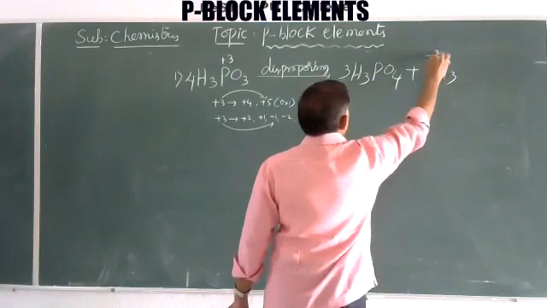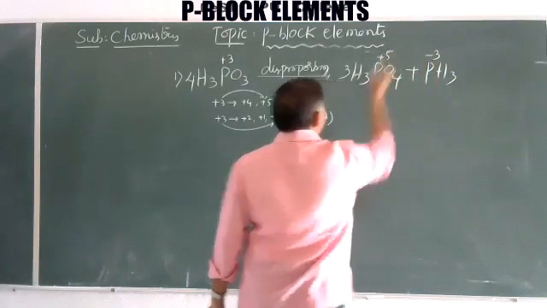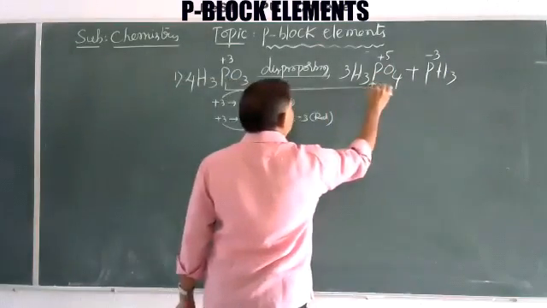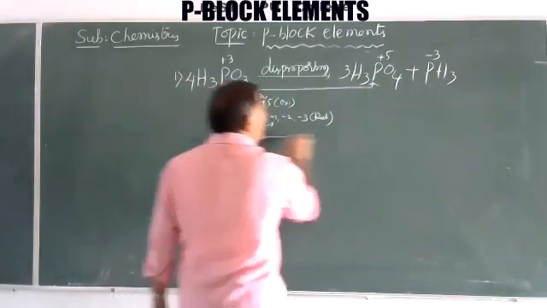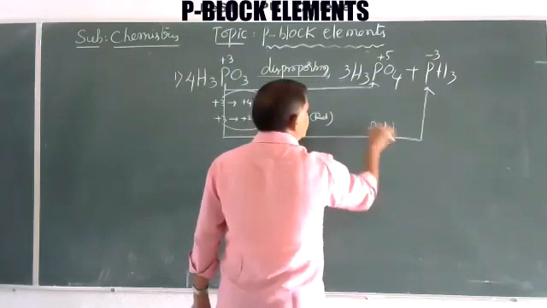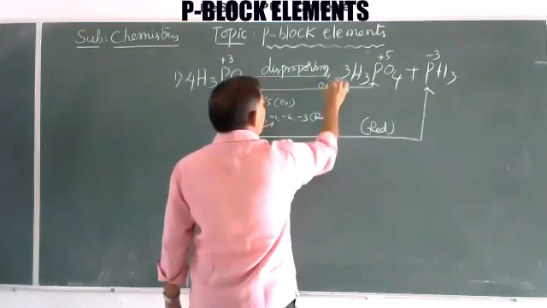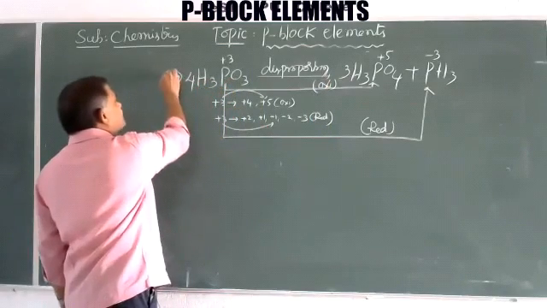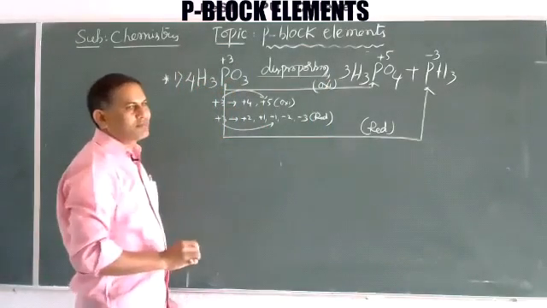Here the oxidation state is -3, and here it is +5. So from one type of phosphorus to here, +5 oxidation state, and to here, -3 oxidation state. This is a reduction reaction, and this is an oxidation reaction. That's why it undergoes a disproportionation reaction.